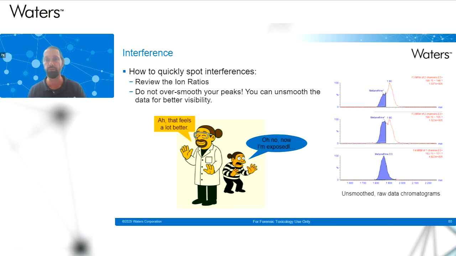But please don't overdo it because you might miss a possible interference in your data. So in this case, we are looking at unsmoothed data, and I think the interference is showing up much more nicely. Also, Martin is now a lot more happy with the interference nicely separated.